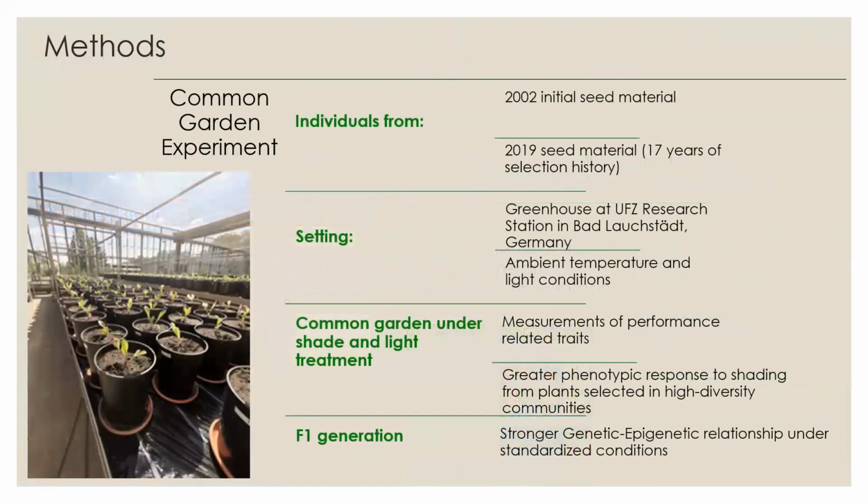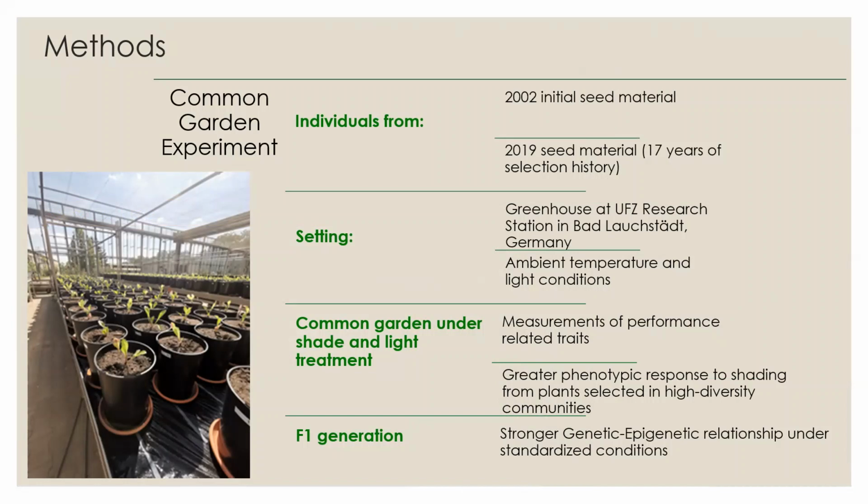The project also consists of a common garden experiment where we focus on the effects of diversity and also time. We collected some seed from 2002 and from 2019 and sowed them into a common garden. The setting of the experiment is this greenhouse at the EMPSEB research station in Bad Lauchstädt in Germany. The greenhouse has ambient temperature and light conditions and a roof that gets closed when the weather conditions are bad.